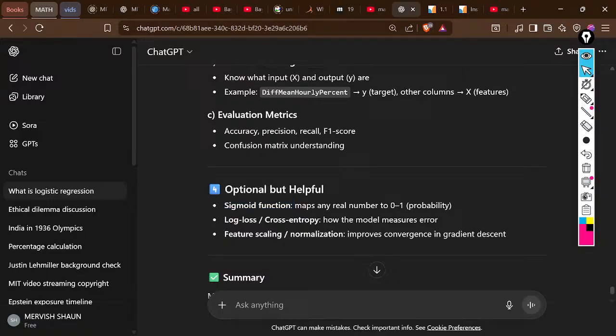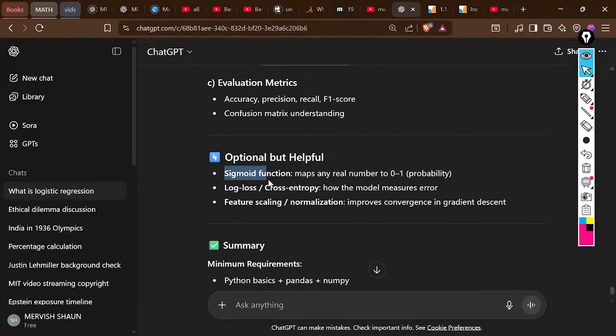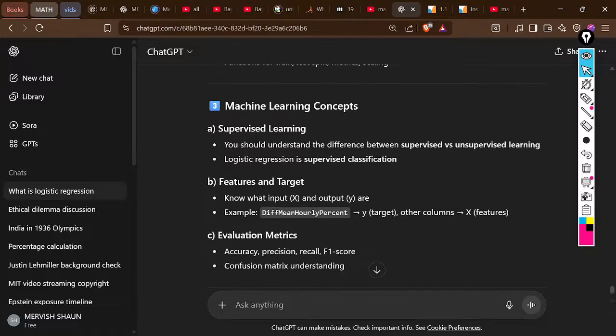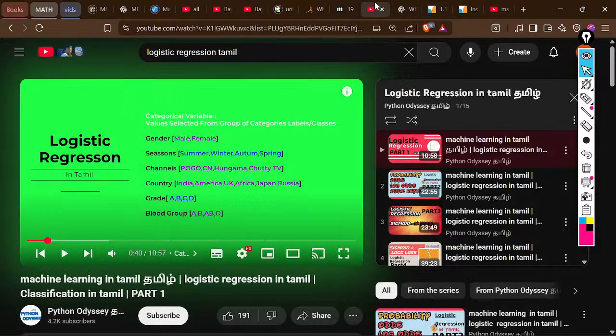Yeah, ultimately I'm trying to learn this, but features and target. Okay, so I need to learn some machine learning concepts before I jump into it, but whatever.